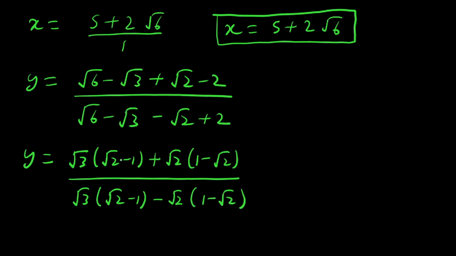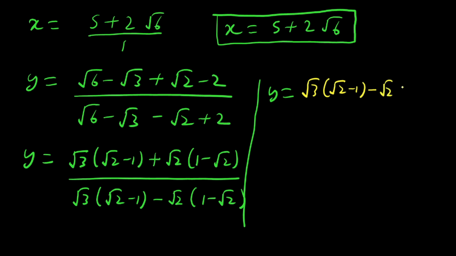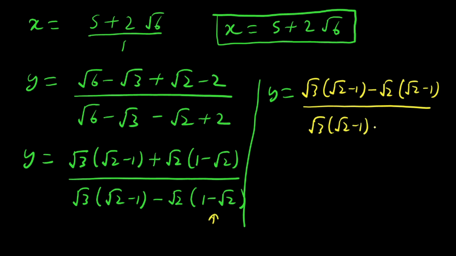Look carefully in the numerator. Here we have square root of 2 minus 1. So this y is equal to square root of 3 times square root of 2 minus 1, and if we take the negative sign common here, then you will get minus square root of 2, and here square root of 2 minus 1. And in the denominator, square root of 3 times square root of 2 minus 1, and here if we take the negative sign common, then here plus square root of 2, then here square root of 2 minus 1.